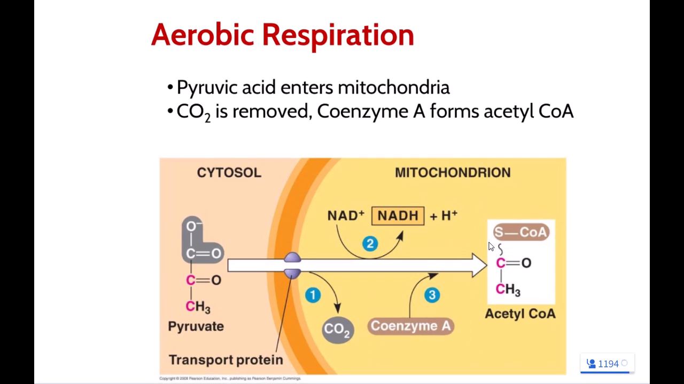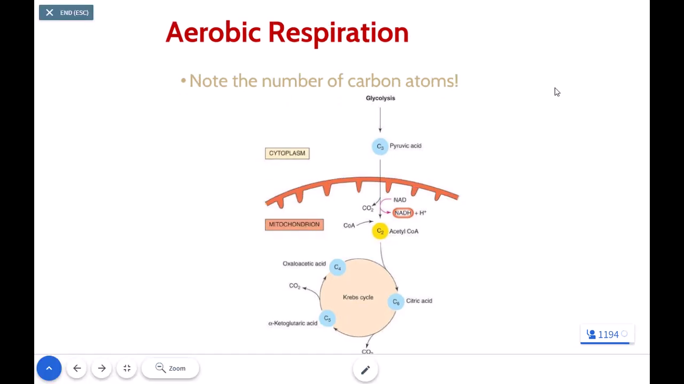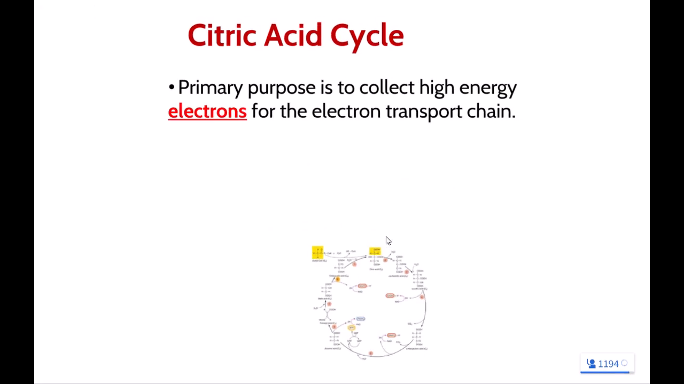Pyruvic acid, in and of itself, chemically can't be sent to the citric acid cycle. So instead, we have to convert it to a different molecule called acetyl-CoA. And that acetyl-CoA is what we dump into the citric acid cycle inside of the mitochondria. So let's review carbons again. We went from 6 carbons to 3 carbons, down to 2 carbons. And now we're entering the citric acid cycle.